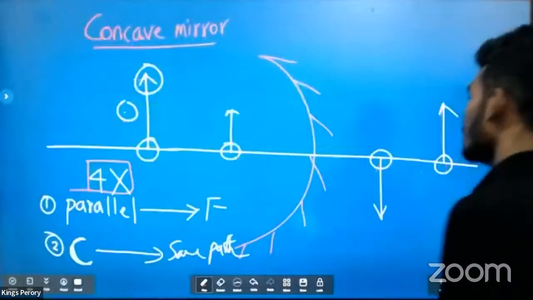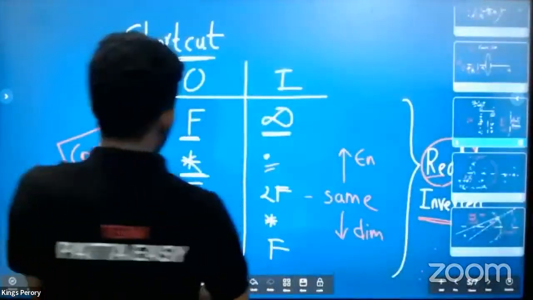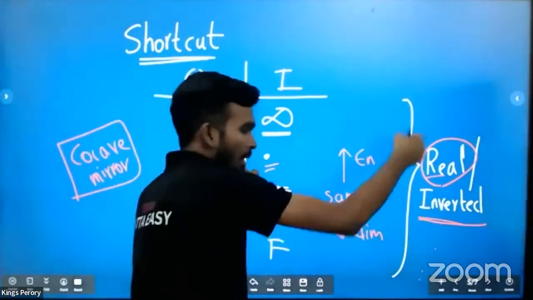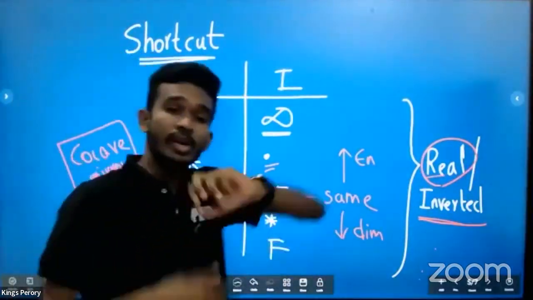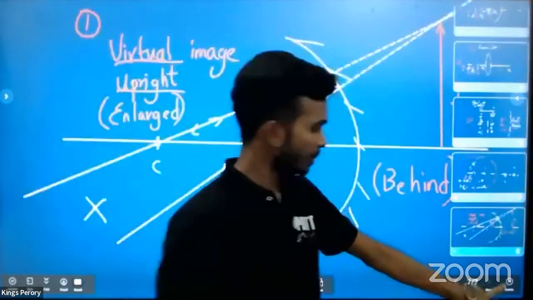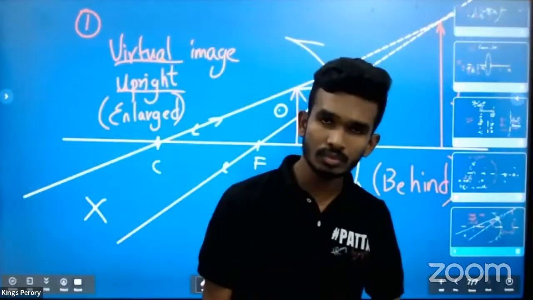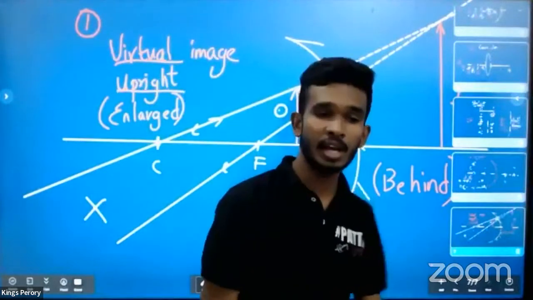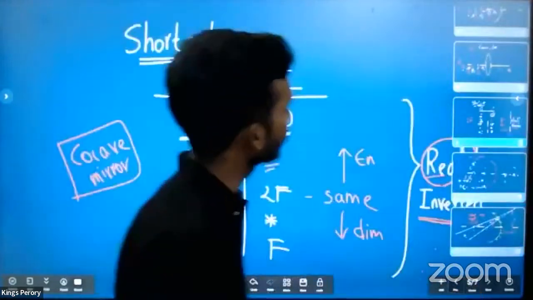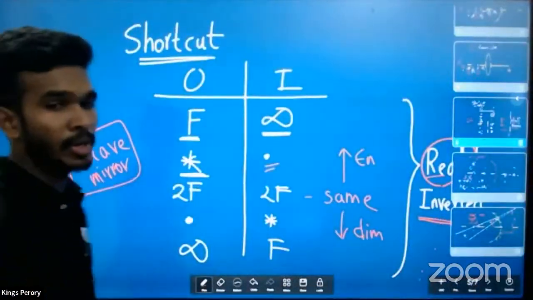Now, from the second one onwards, you already know the place where the image is going to be formed. You know the properties of the image also. So now do it in the opposite way. All this time in school, what did you do? You drew the ray diagram and then wrote the properties. Now, do it in the opposite way. You already know the properties.